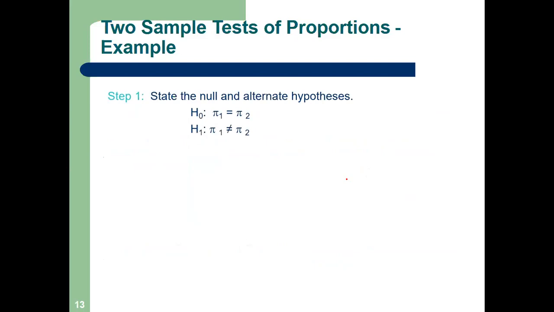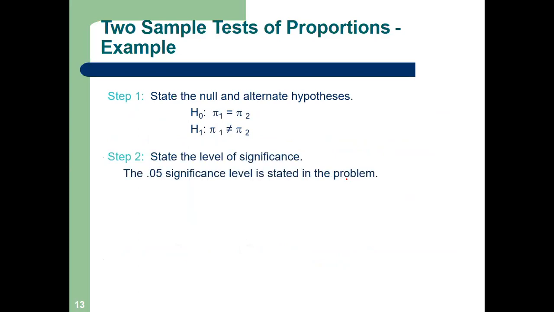Very simple. We will just check whether the two proportions are equal. Pi 1 is equal to pi 2, pi 1 being the younger women, pi 2 being the older women. State the alpha. Alpha is not given in the problem. Please note, we are taking 0.05. Step 2. And now see, is this a one-tail test or a two-tail test? Two-tailed. Excellent. Very good.